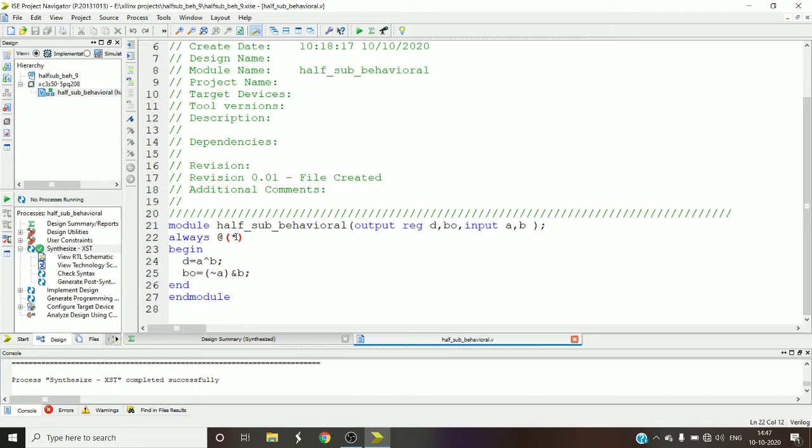Now this star indicates that if at all any changes in the input variables, that is A, B, then this entire thing will be executed. Now the equations would be same. You can remove the assign statement from the data flow, and the equations would remain same as in data flow. Difference equal to A XOR B. So after execution of A XOR B, that will be assigned to D, that is difference, and A bar B will be executed and will be assigned to borrow out.